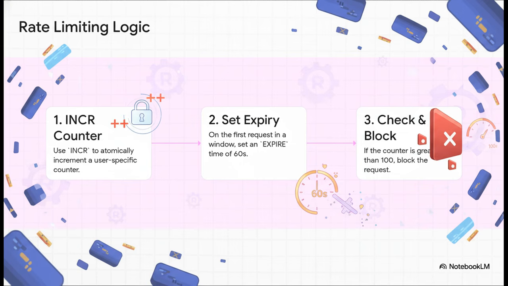Then, on the very first request in that 1-minute window, you also set EXPIRE on the key for 60 seconds. And after a minute, poof, the key just deletes itself and the counter is reset. It's simple, it's fast, and it's completely self-cleaning.